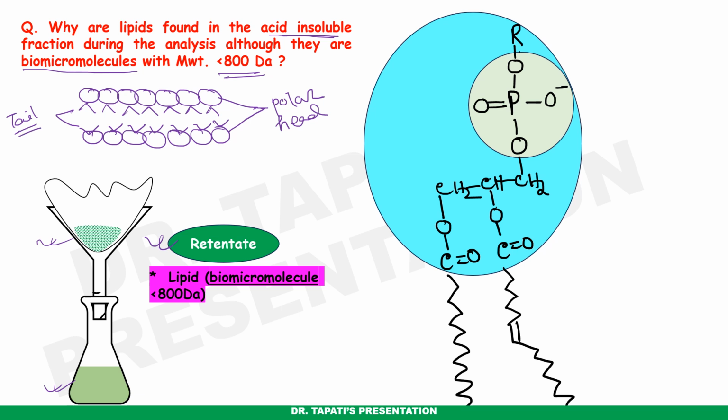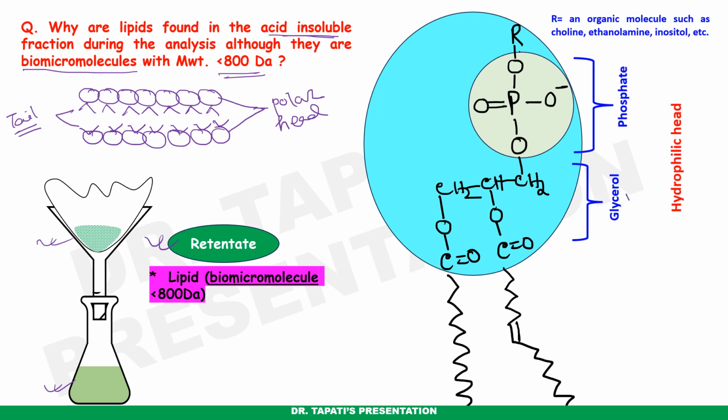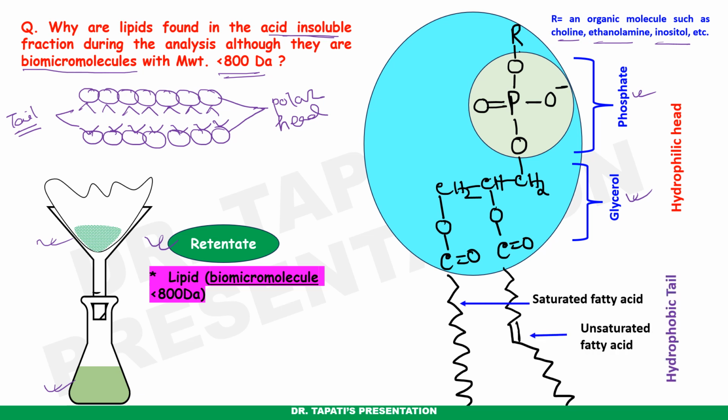Now let's know what is the actual composition of the polar head. Polar head means glycerol phosphate, and this phosphate group is esterified with an organic molecule, either choline, ethanolamine, or inositol. Whereas the hydrophobic part means, already I told you, fatty acid. It is either saturated fatty acid or it may be unsaturated fatty acid.